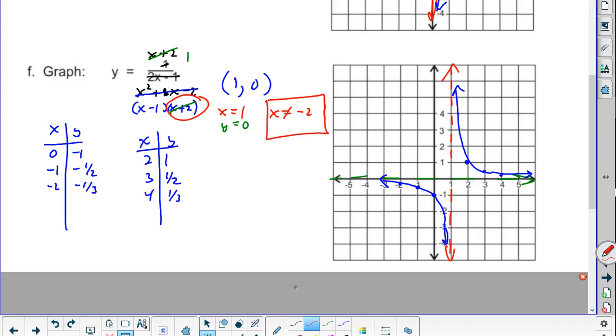What do I do about this? What do I do about X cannot be -2? What would make sense to you? What would you do to your graph to make it to where X can't be -2? What would you do?